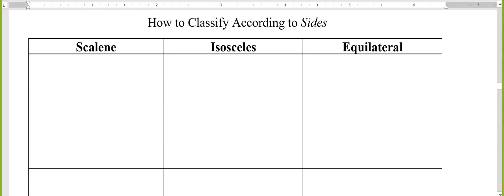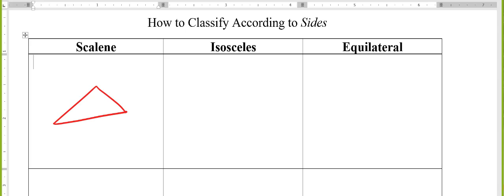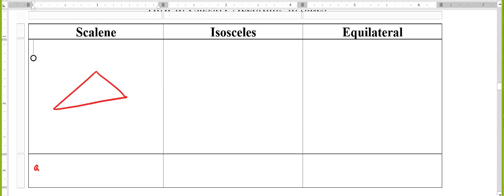If all the sides are different, I'm trying to make sure those all look different. Let me do that again. Those are all different sides. That's a scalene triangle. So I'm going to put in here all sides different lengths. All sides are different.